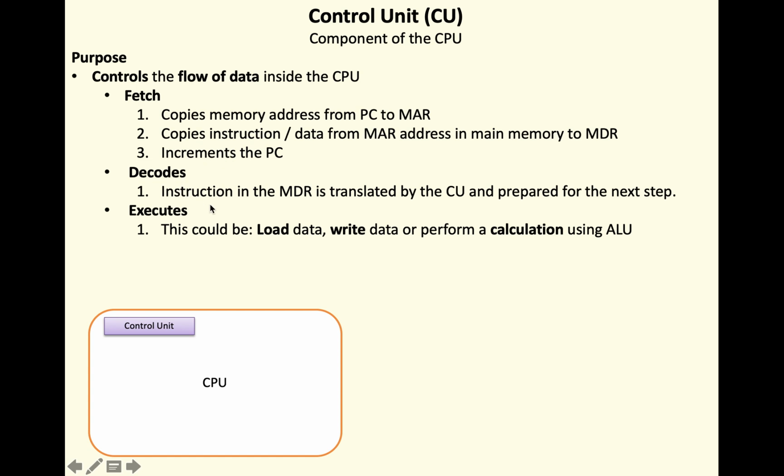It's also responsible for decoding those instructions. So the instructions held in the MDR, the memory data register, are going to be translated by the CPU and prepared for the next step. Now the execution part is potentially carried out by the arithmetic logic unit, but it could be something like loading data, writing data, or performing a calculation, which you'd use the ALU for. And it's the control unit that controls what happens there.